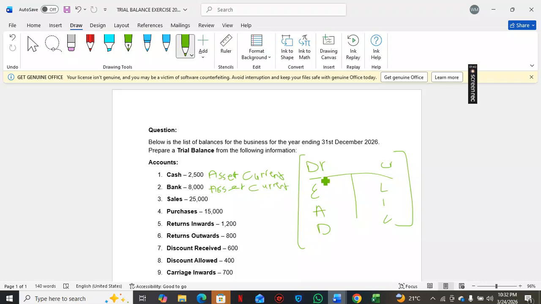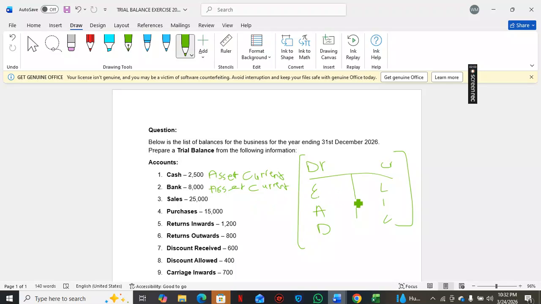Okay. So you have seen here, assets are here on the debit side. So on the trial balance, you're going to know where to put these. Once we've listed what type of accounts these are, the trial balance is just now a walkthrough for you.